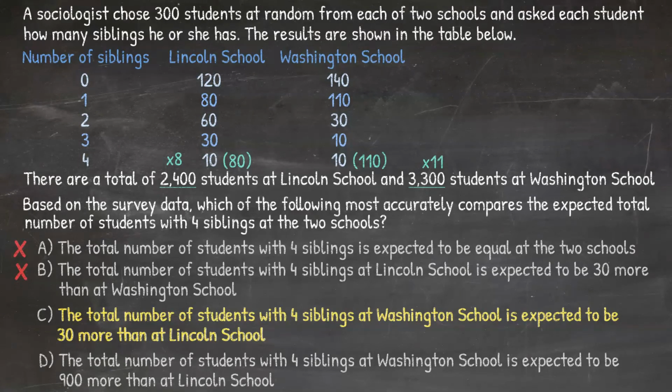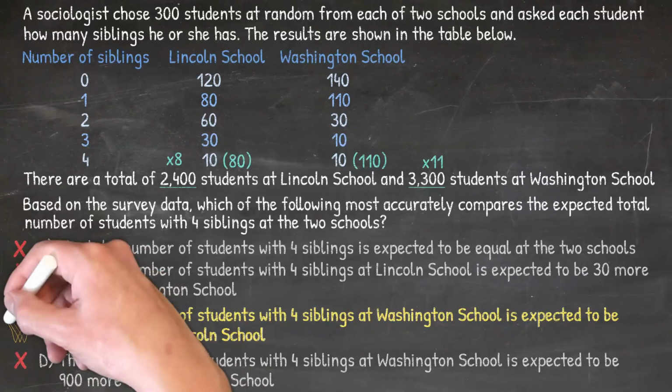The total number of students with 4 siblings at Washington School is expected to be 900 more than at Lincoln School. So this number is absolutely out of proportion with any calculations we've done. So let's go back to answer choice C and mark it as the correct answer.